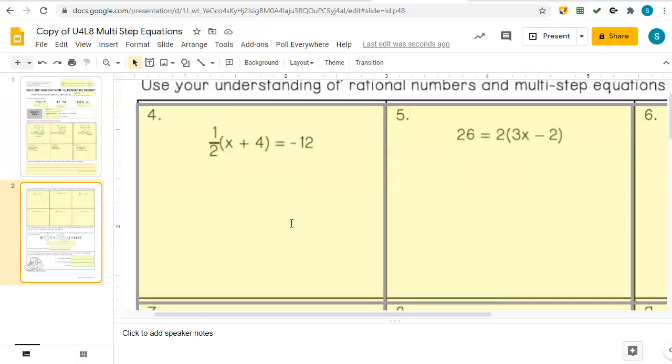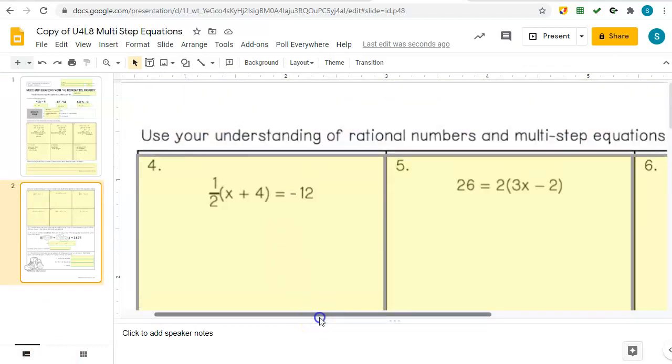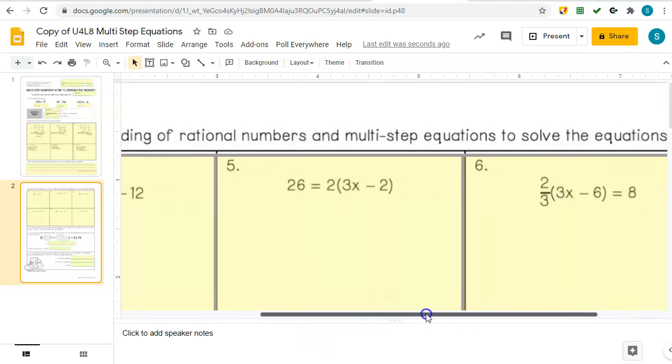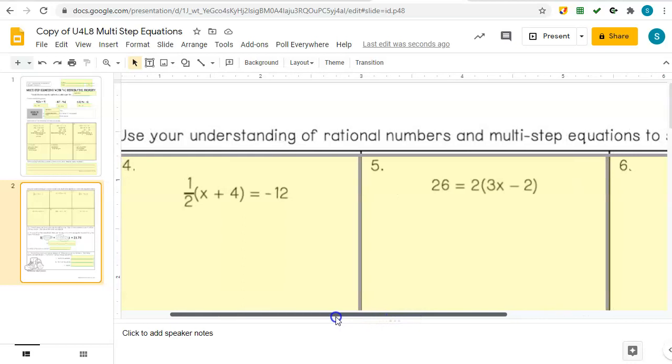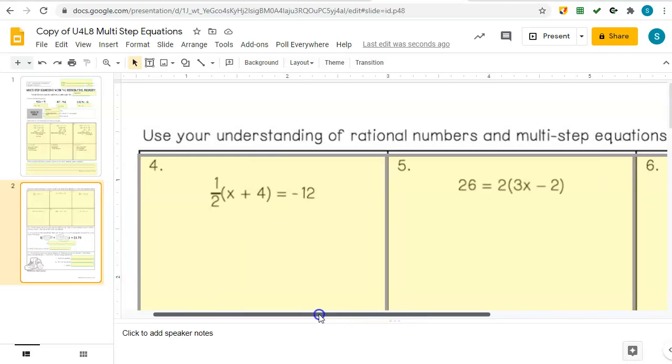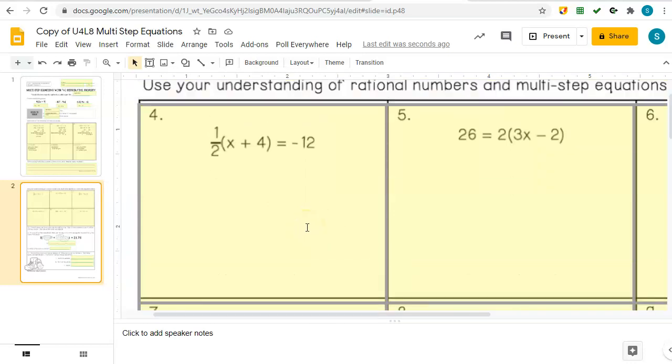Now, these ones, the only difference is that there are rational numbers in there. So everything else is pretty much the same. Now, you can work it through the exact same way, and I would suggest doing that. But go ahead and start working on these, and then we will go over each one.